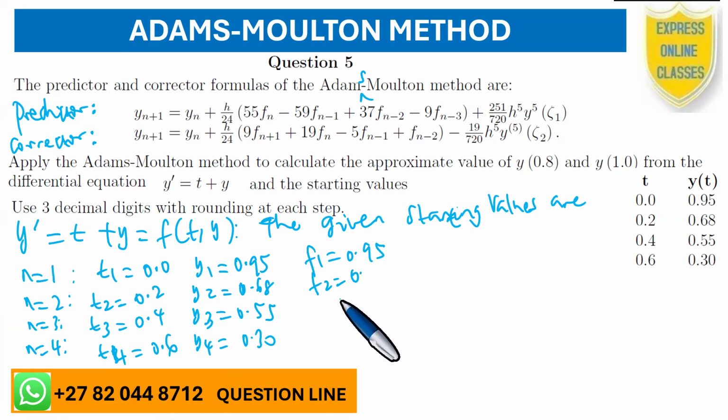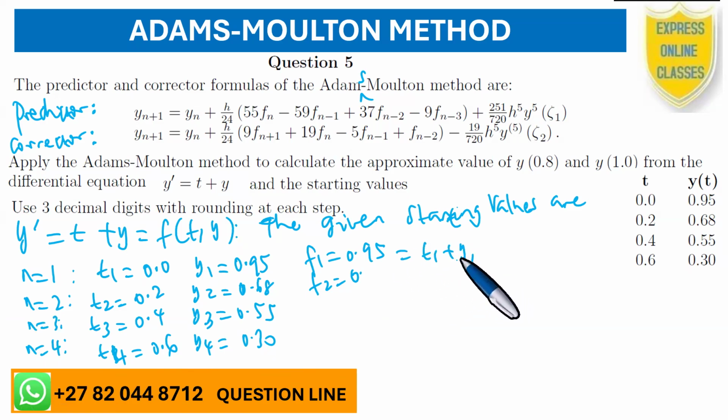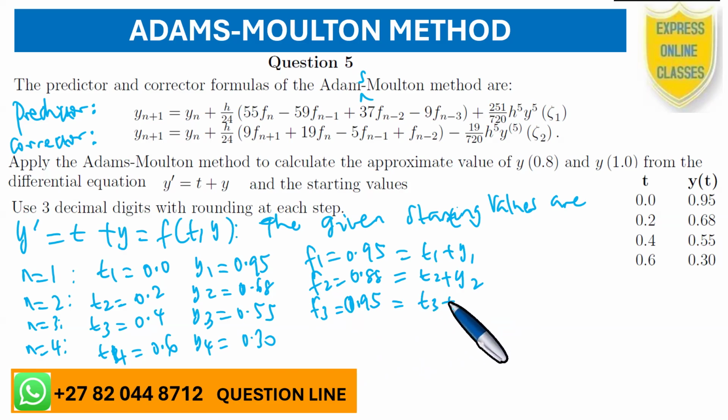F2 is, okay, we add them up. So F1 is going to be 0.95, because it is T1 plus Y1. And then there is F2, which is 0.88, T2 plus Y2. F3, 0.95, T3 plus Y3. F4 is 0.9. But how do we get 0.9 for F4?